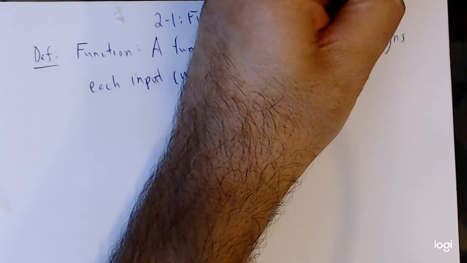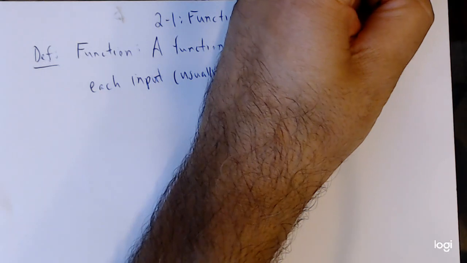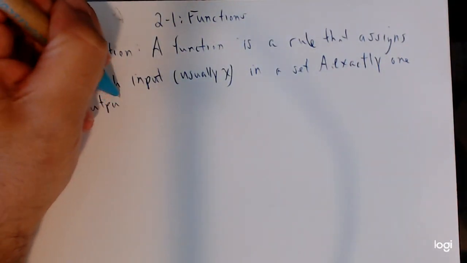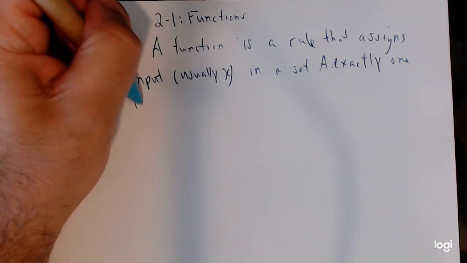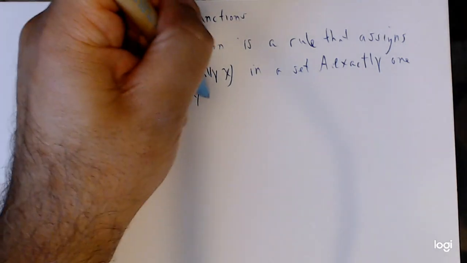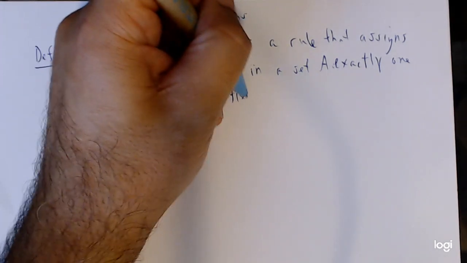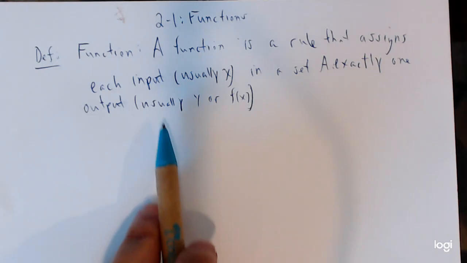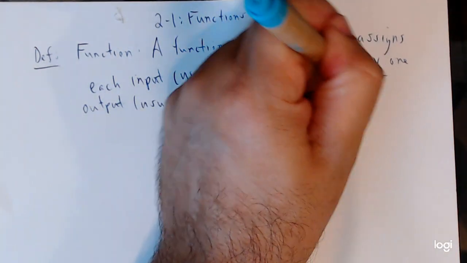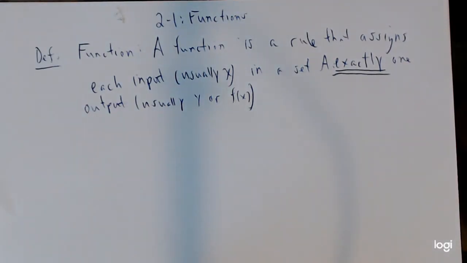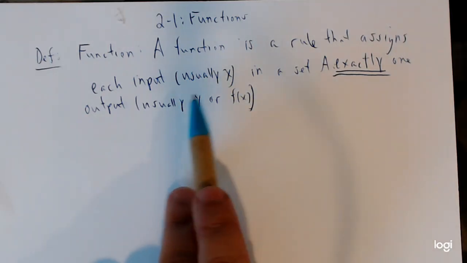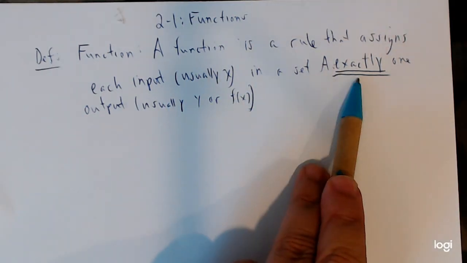So I'm just calling the set of all numbers that are in my input, I'm calling that set A. Exactly one output, and usually the output we call y or f of x. Now here's the key word. If I were to put emphasis on one word here, it would be this word. So let's underline that, because a function is a rule that assigns to each input in a set A exactly one output.